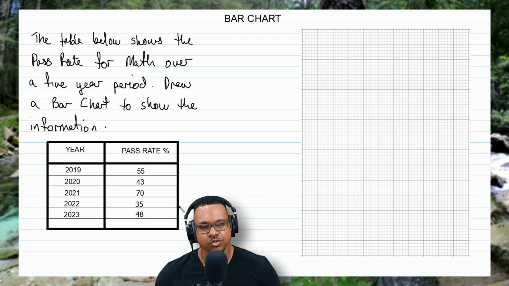So before I start drawing my bar chart, I need to number and label my X and Y axis. So I'll be putting my pass rate on the Y axis and the year on the X axis. Now, seeing that the highest number for my pass rate is 70%, that will be the maximum number on the Y axis. So looking at the space that I have, I'll choose to go up by 5% for every centimeter or 10% for every 2 centimeters.